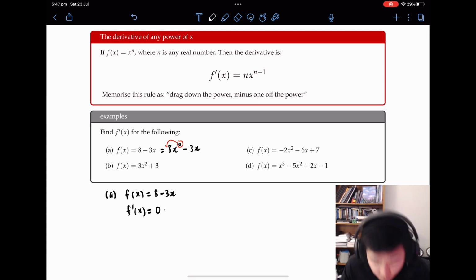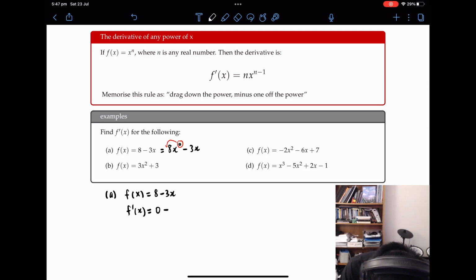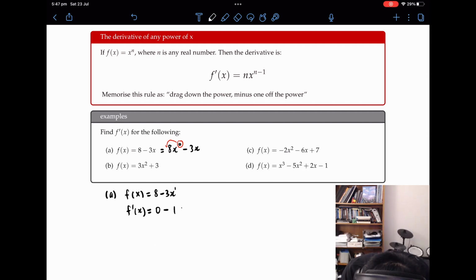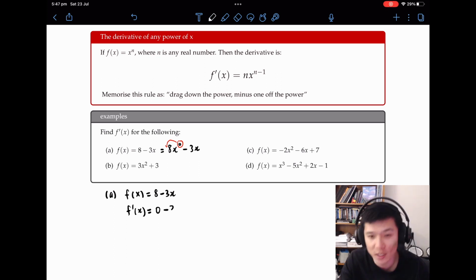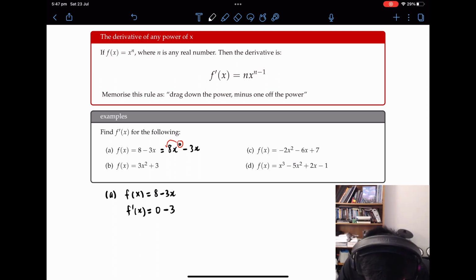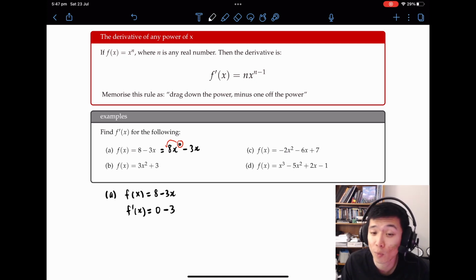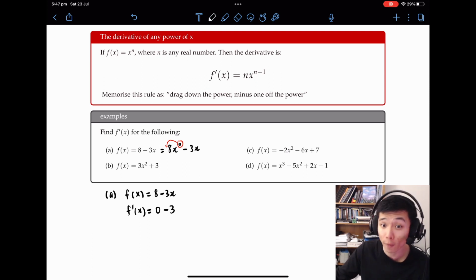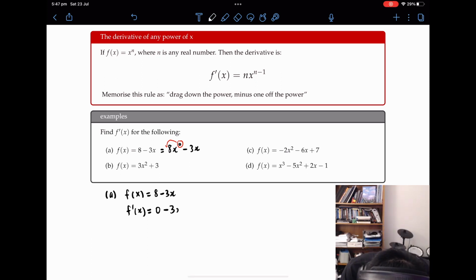Now what happens when I differentiate 3x? Well, 3x is actually 3x to the power of 1. That 1 comes down to the front, so I get 1 times minus 3. So really 1 times minus 3 is just minus 3. And then the x to the power of 1, well, I've got to subtract 1 off the power. So 1 minus 1 becomes 0, and x to the power of 0 is just 1. And so the answer is minus 3.